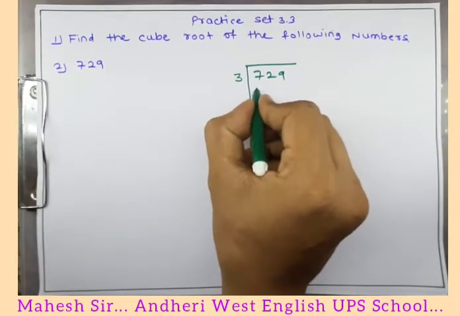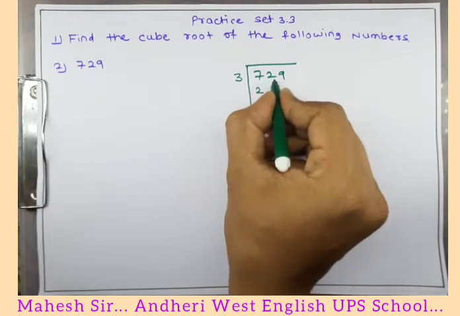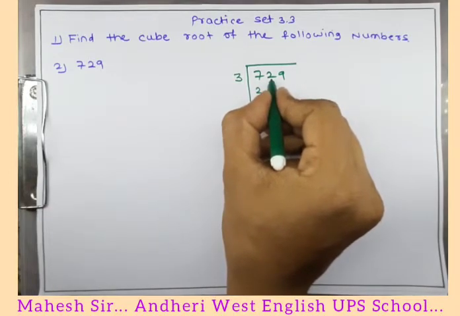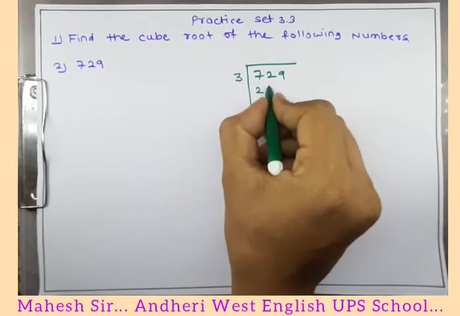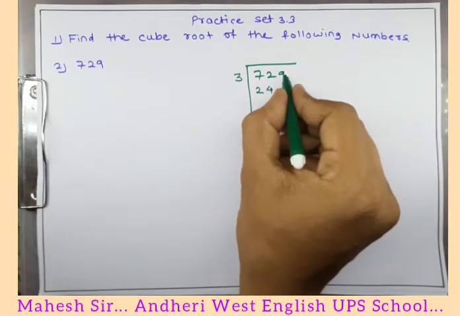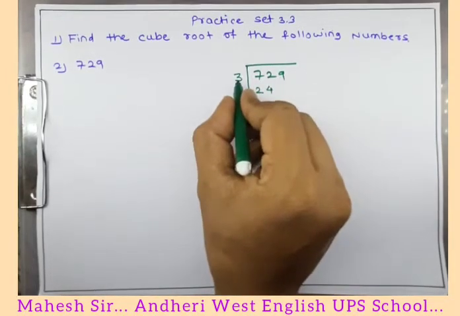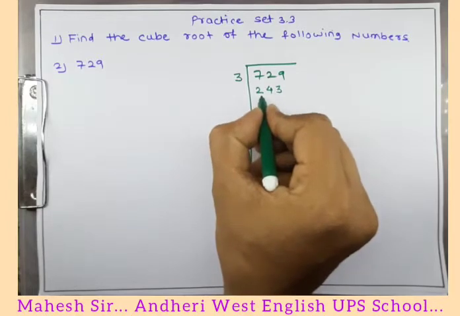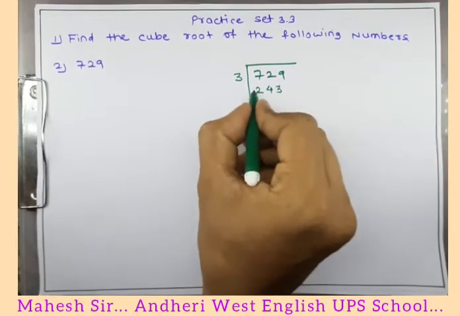So 3 2s are 6, 1 remaining, and 2, that is 12. 3 4s are 12, 9 is there, so 3 3s are 9. So our answer is 243.